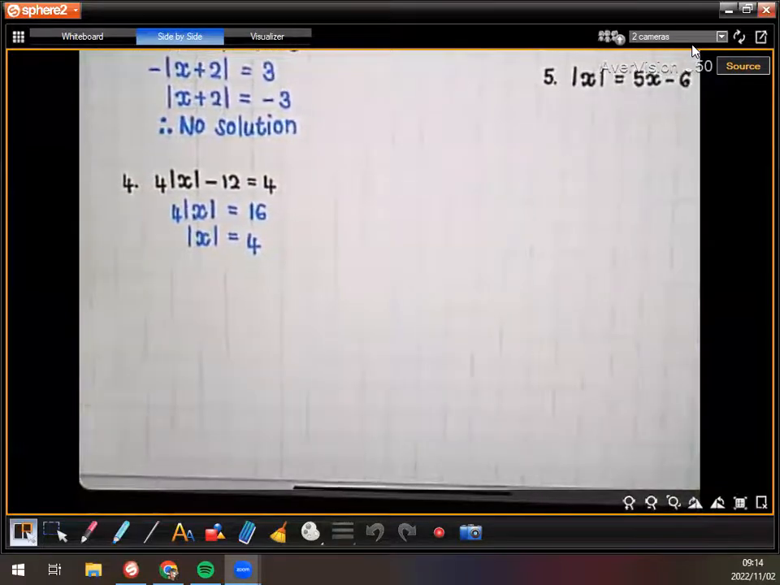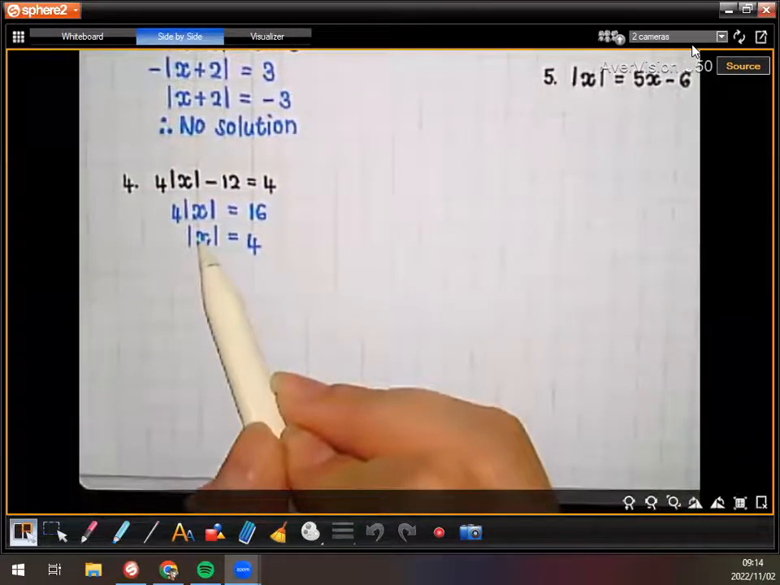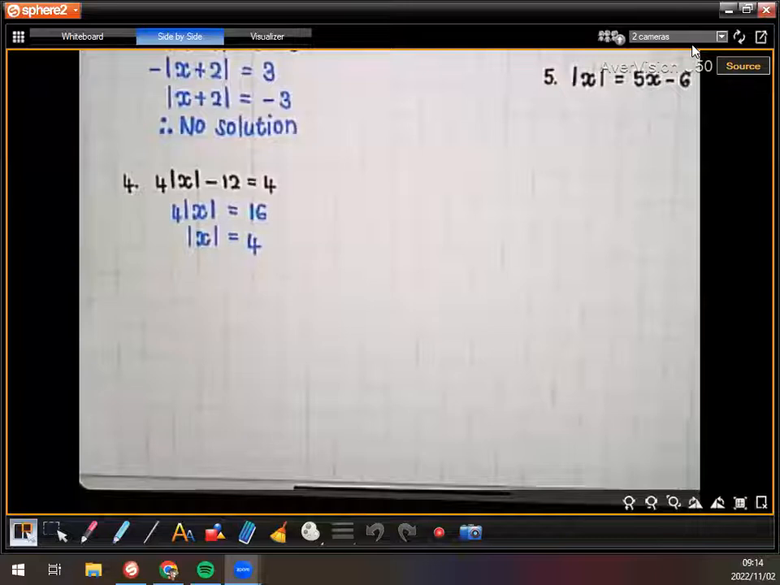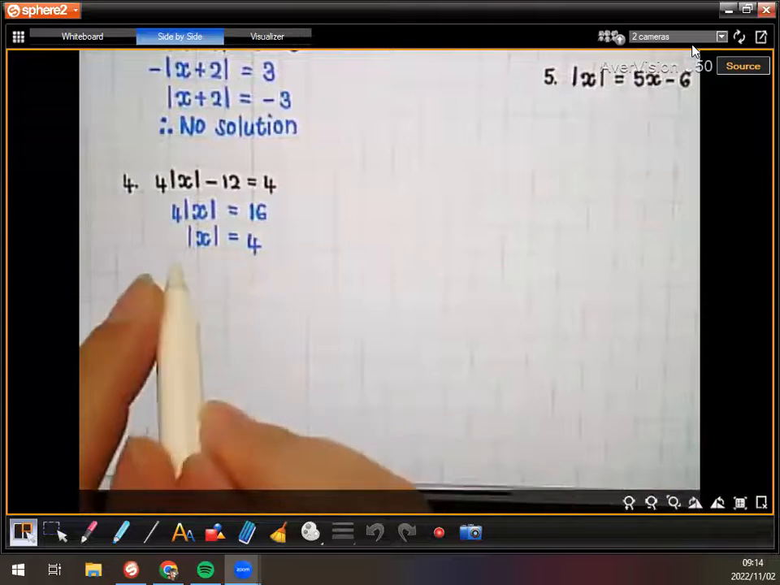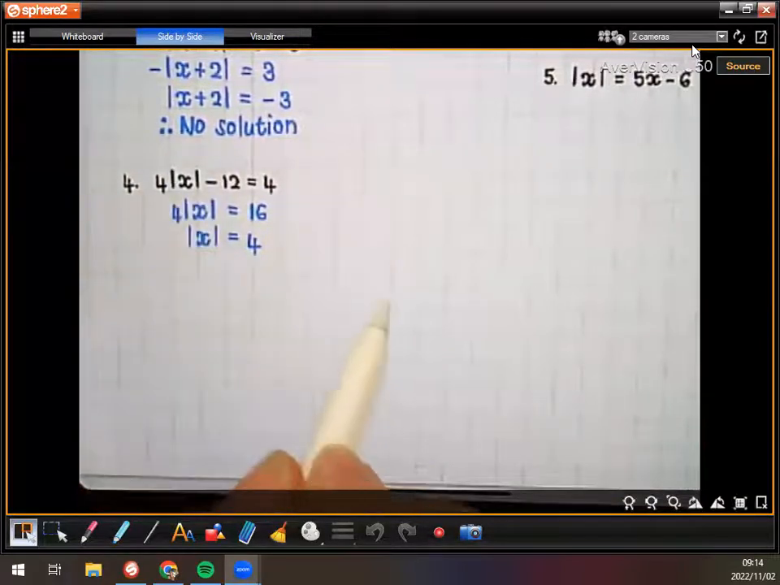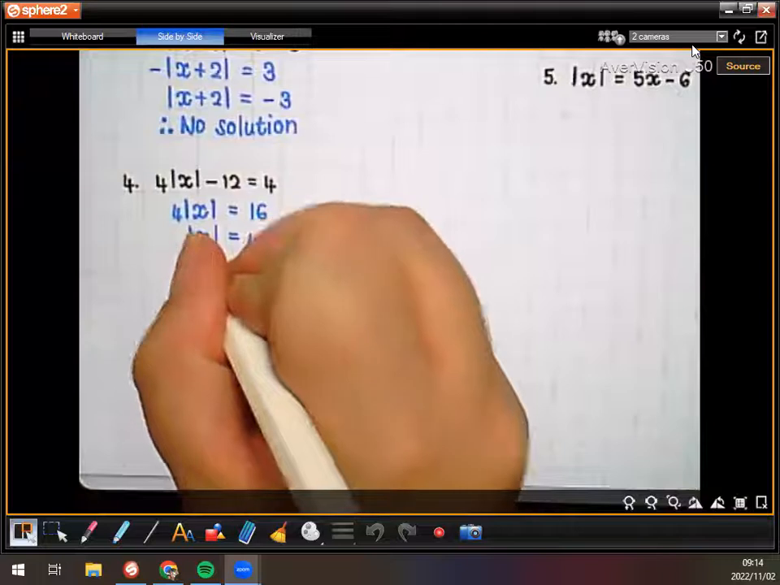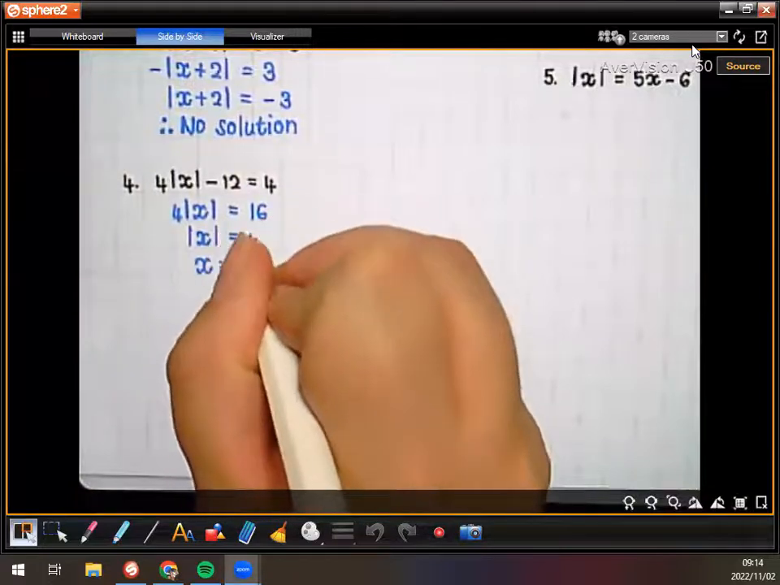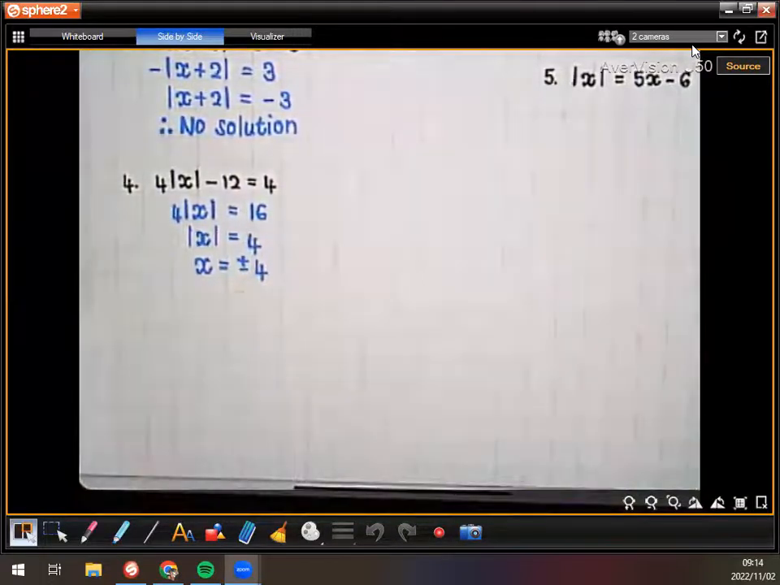Alright, so now we need to think, what number must x be for the absolute value of that number to be equal to 4? Positive 4 or negative 4, because the absolute value of 4 is 4, but the absolute value of negative 4 will also be 4. So x will have to be equal to plus or minus 4.